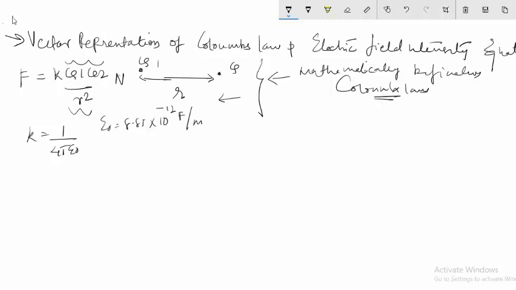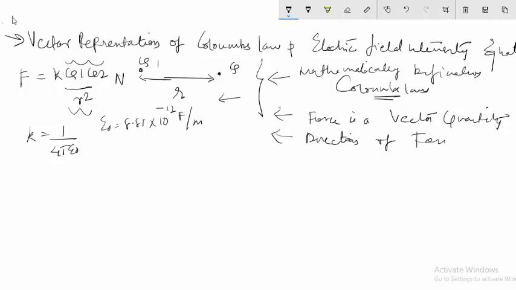So considering the same in vector form, force is a vector quantity. So how to find the direction of the force in vectors? Whatever I'm going to explain is not as per scale, and it's just for representation. But if you draw it as per scale, you will be able to find the correct answers.